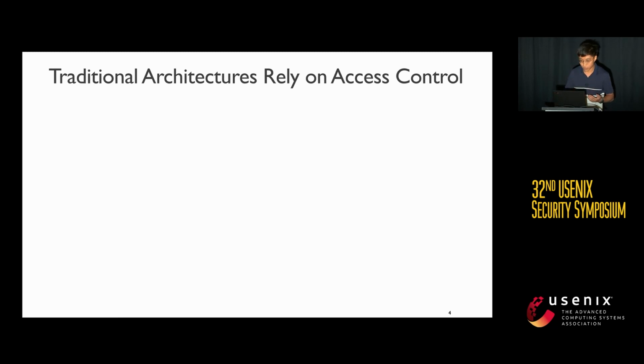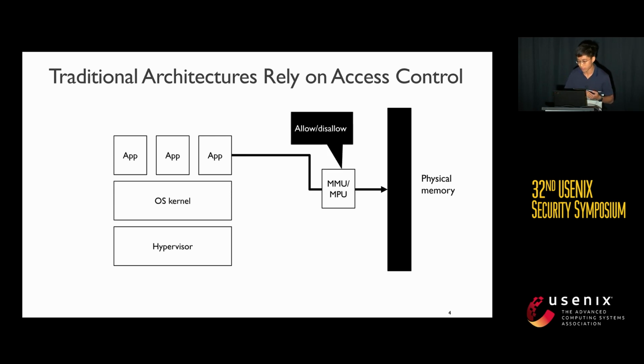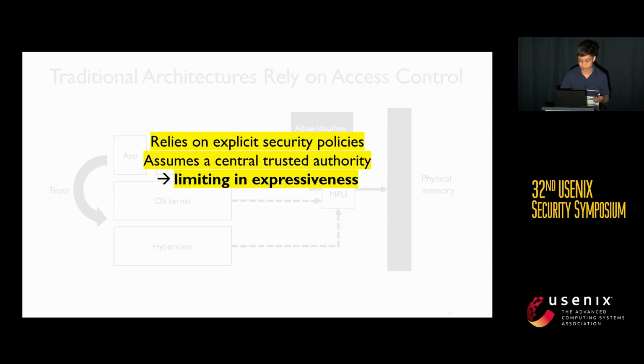So if you ask the question, why is it so difficult for traditional architectures to achieve multiple security goals? We find that traditional architectures all rely on a fixed hierarchy of privilege levels, where the less privileged software needs to go through a central unit, the MMU (memory management unit) or MPU (memory protection unit), in order to access memory. And such units are managed by the more privileged software on the system, such as the OS kernel and the hypervisor. Therefore, it's clear that it assumes a central authority to explicitly manage the security policy, which needs to be trusted by the less privileged software. So this is actually quite limiting in terms of expressiveness.